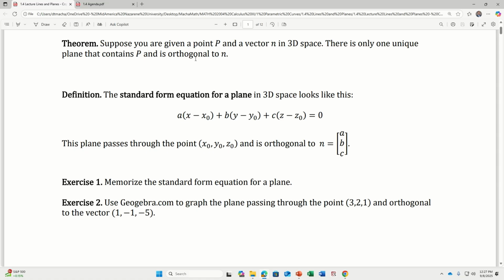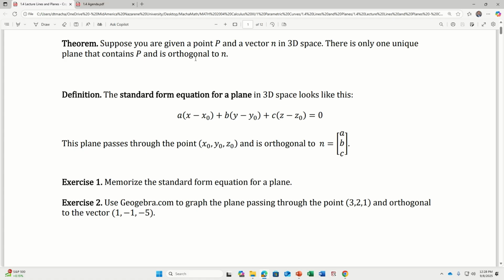So when I say a plane is orthogonal to this vector, I mean that the vector makes a 90 degree angle with every vector inside the plane. Does that make sense? 90 degrees? You look at it on the side, you can tell better. But that's what I mean by that first theorem.